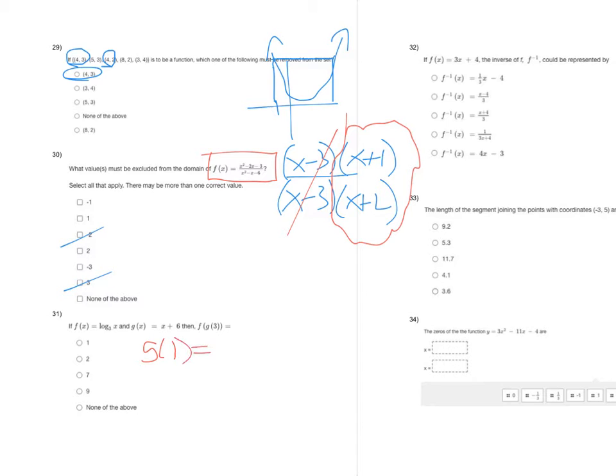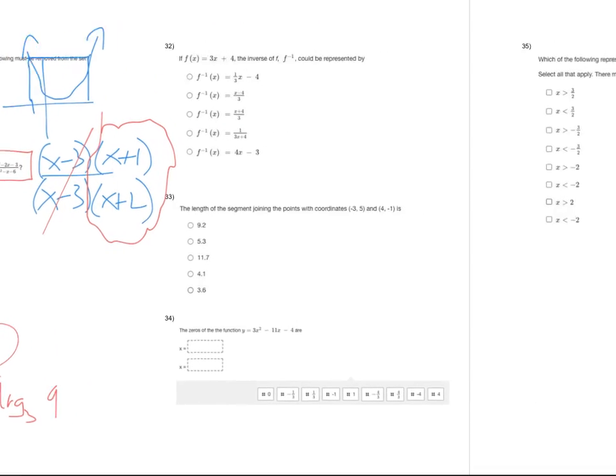G of 3 is 9, and then plug that into f of x. So then I want f of 9. My 3 looks bad there, because I want f of g of 3, and g of 3 is 9. So I can replace this g of 3 here with a 9, because g of 3 is 9. And then if I plug that into f, it's log base 3 of 9, which that expression means 3 to what power is 9? 3 to the second power is 9. Okay, going on.